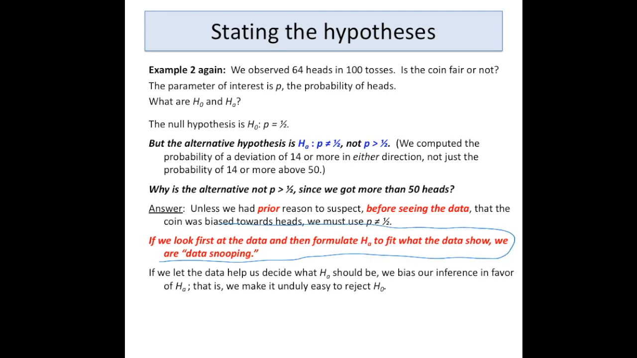So it even has a name. Back in the day, this was called data mining, and it was a terrible thing. Now data mining is something completely different in machine learning, and a cool thing to do that pays well. So the name of this has changed to data snooping. If we let the data help us decide what the alternative hypothesis should be, we bias our inference in favor of the alternative hypothesis. That's why we don't do it. So we want to form our alternative hypothesis before looking at the data.